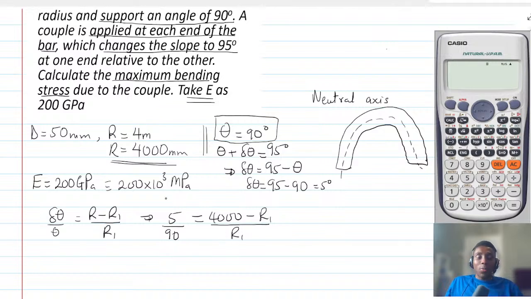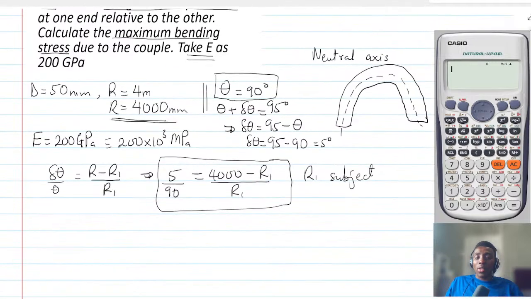Now when you get to this point, it is no more strength of materials, because at this point all you have to do is make R1 the subject. Once you are able to find R1, the new radius, you will be able to calculate the strain or the bending stress. Okay, now from strength of materials 1, please I want you to do this and give me the answer.